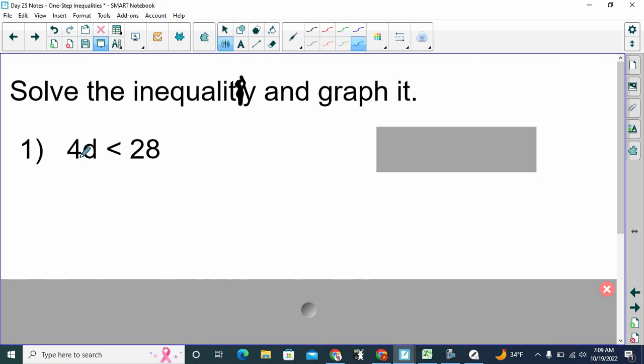Remember, a coefficient right next to a variable means that we are multiplying. We undo multiplication with division. We are going to divide by 4. If I do it on the left side of my inequality, I need to do it on the right side of my inequality as well. I get d, 28 divided by 4 is 7. I divided both sides of my inequality. Should I flip the inequality around? I only flip my inequality if I multiply or divide both sides by a negative number. I did not divide by a negative number, therefore I do not flip my inequality.